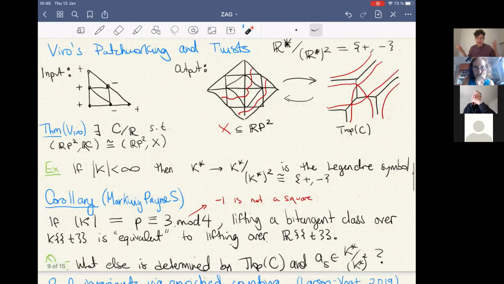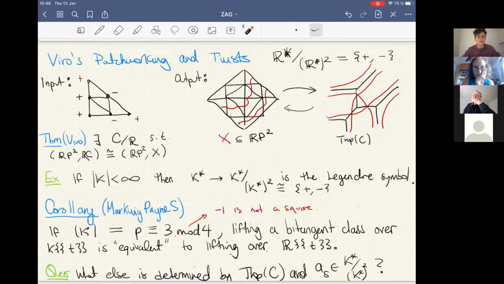And a question, I guess, is what else besides just lifting of bitangents can be determined by these initials modulo squares? Kind of an arithmetic, I don't want to say arithmetic patchworking because it's not topological, but it's sort of trying to stream down the amount of data that's recovered in an analogous way to Viro's powerful method.